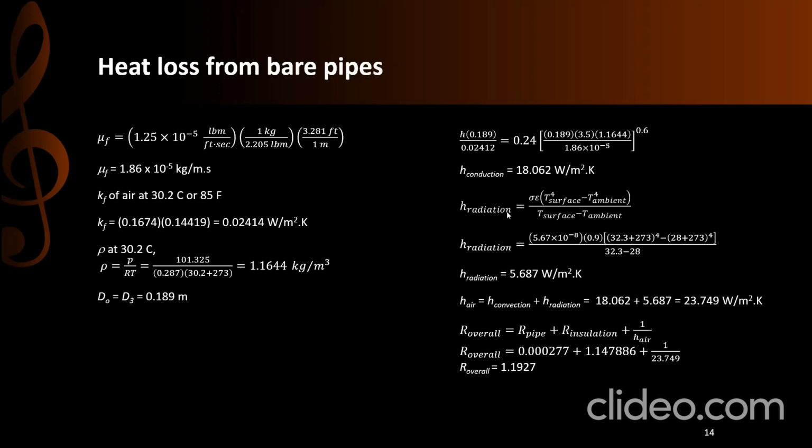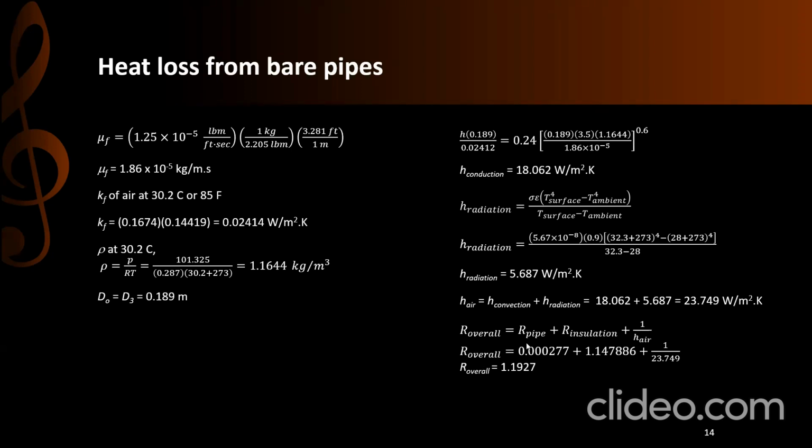So radiation naman, h is sigma epsilon times T surface exponent 4 minus T ambient exponent 4 over T surface minus T ambient, which is 5.67 times 10 negative 8 times 0.9 times 32.3 plus 270 exponent 4 minus 28 plus 270 exponent 4 over 32.8 minus 28, is 5.687 watts per meter squared Kelvin. So h air is equal to the sum of convection and radiation, 18.062 plus 5.687, is 23.749 watts per meter squared Kelvin.